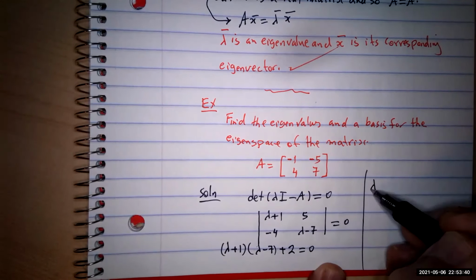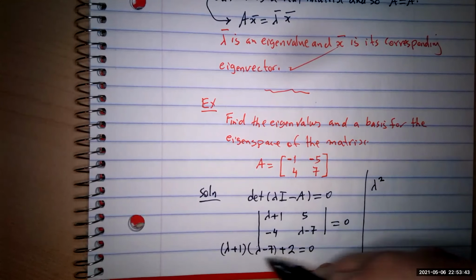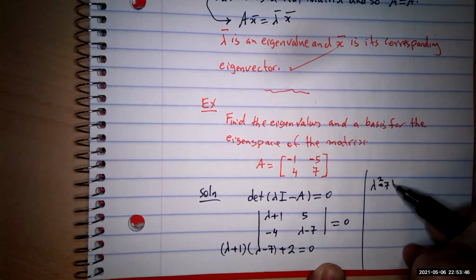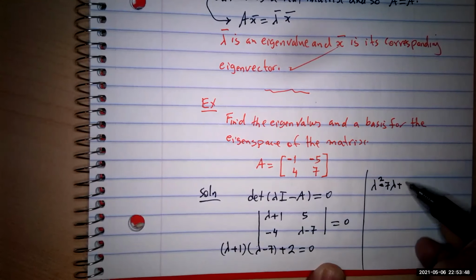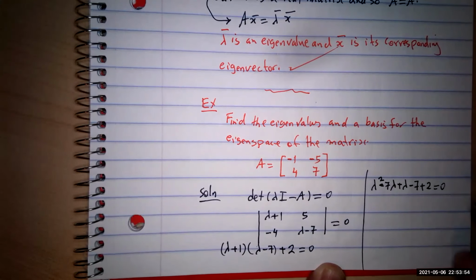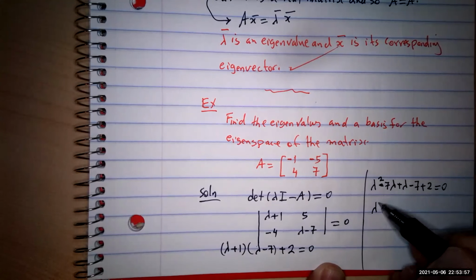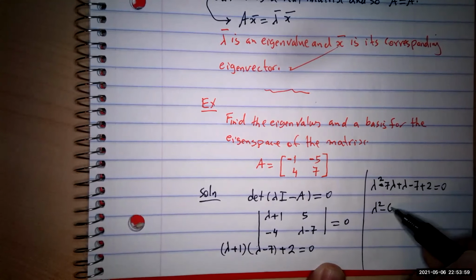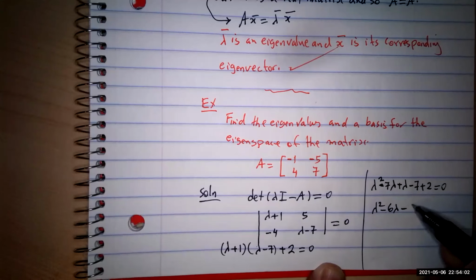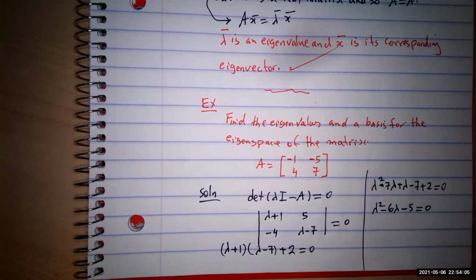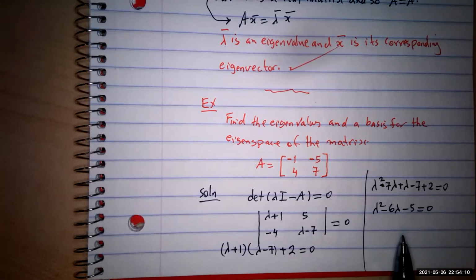Okay, FOIL it. So this is going to be lambda squared minus 7 lambda, plus lambda and minus 7, and we have a 2 here, equal to 0. Simplify that, it gives us lambda squared minus 6 lambda minus 5 equal to 0. You cannot factor it because you need two numbers with the product of 5 and a difference of 6, which is not possible. So you have to use the quadratic formula to see what situation we're going to have.